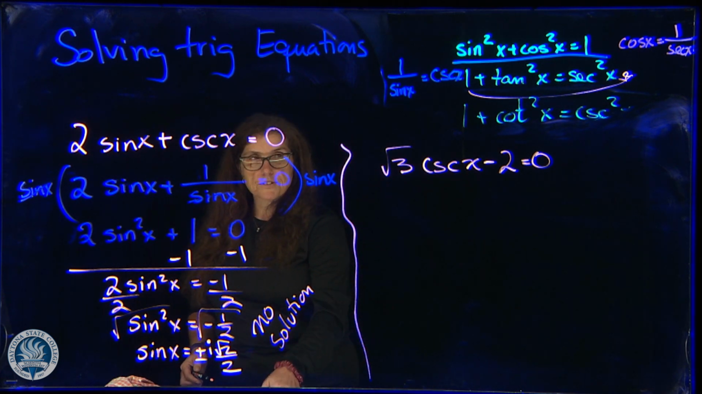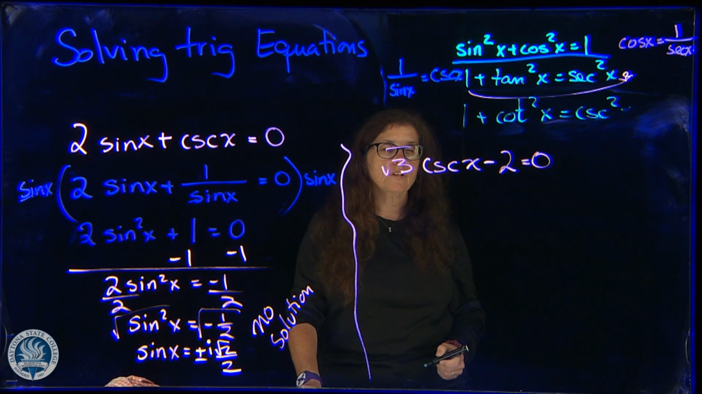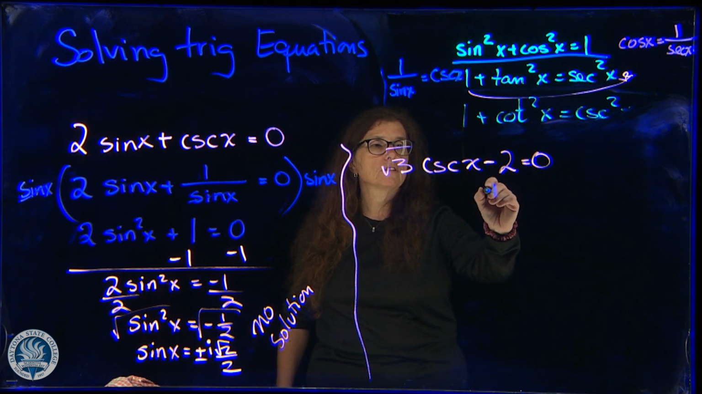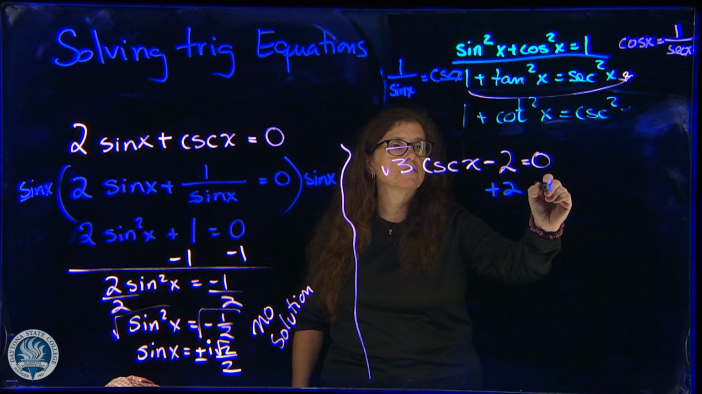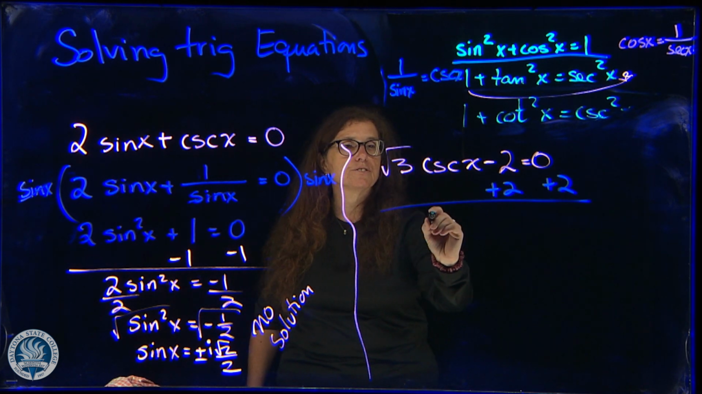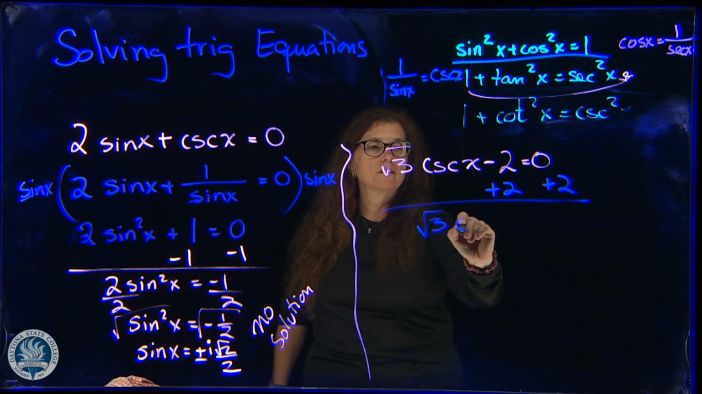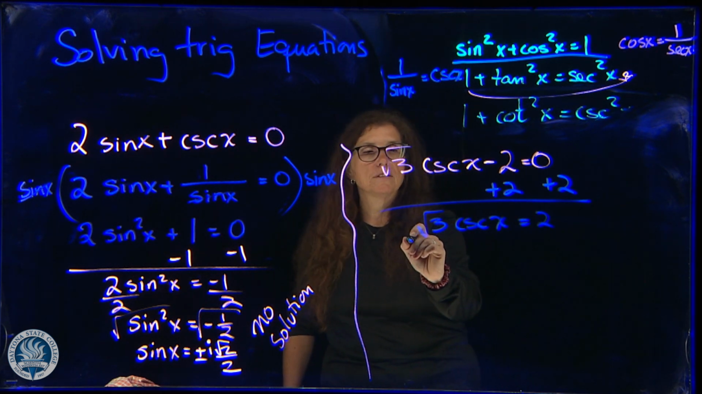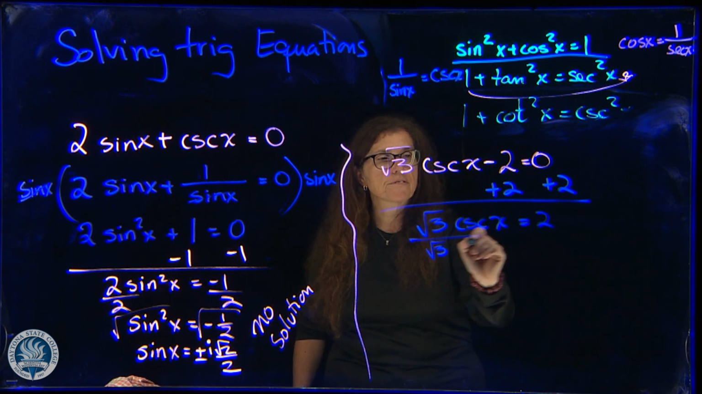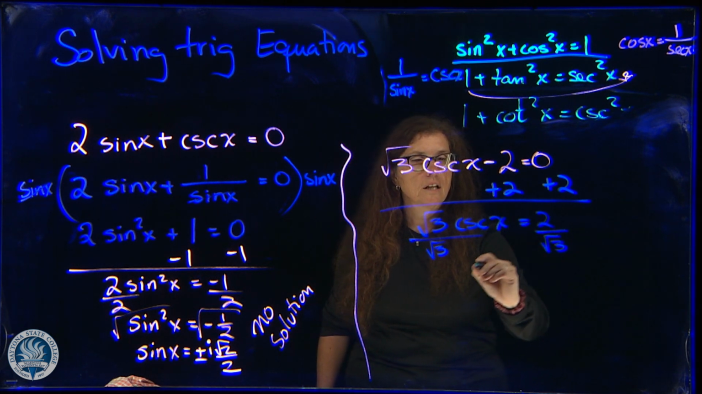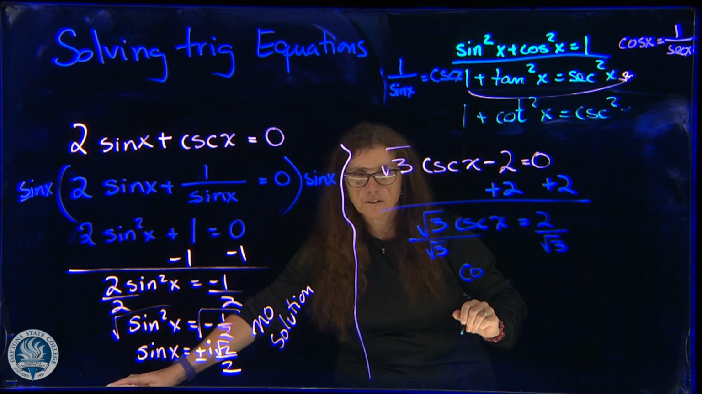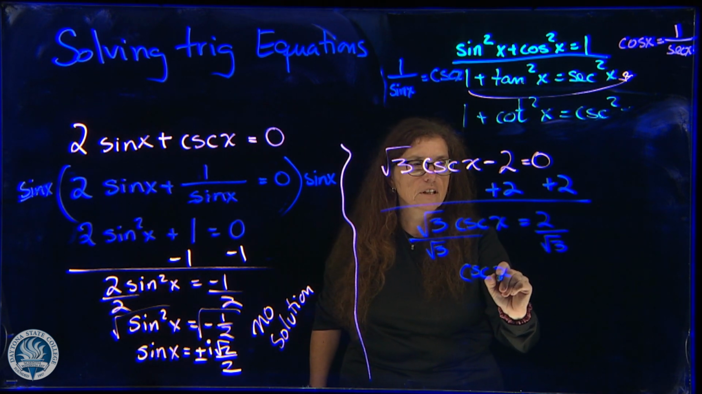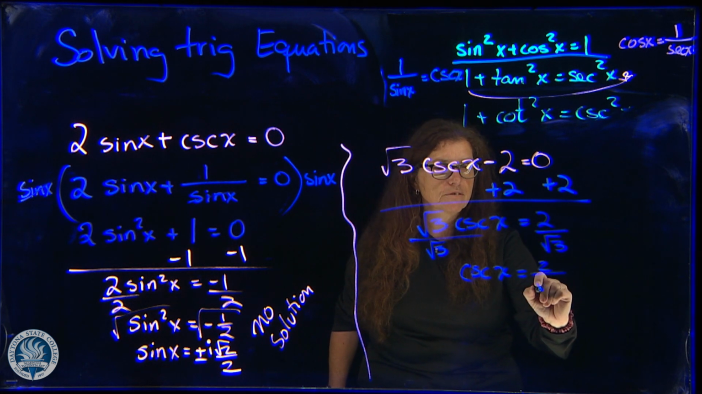Okay, well, let's take a look at the next one. So we have the square root of 3 cosecant minus 2. Let's try to isolate the cosecant by adding 2. Square root of 3 times the cosecant of x equals 2. Divide by the square root of 3. And we have the cosecant of x equals 2 over the square root of 3.